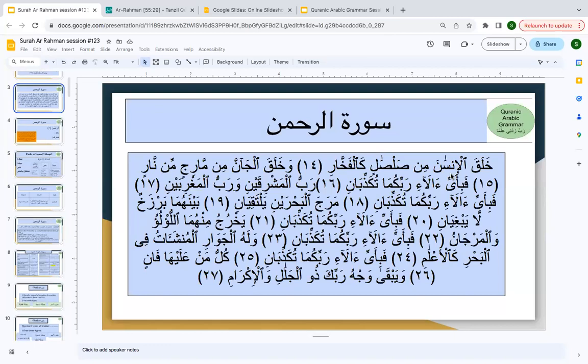Min marijin, from marj. So now it is going to be mutaalliq bil fi'l. Marijim min nar. Now again, marijim min nar. Same: a common ism followed by jar wal majroor is going to be your complex mausuf sifa.